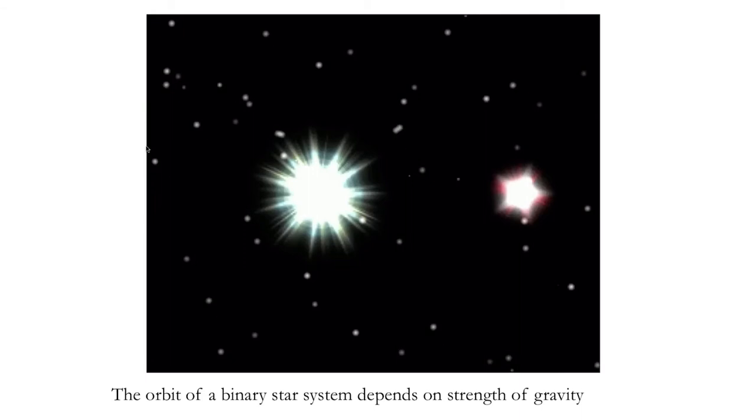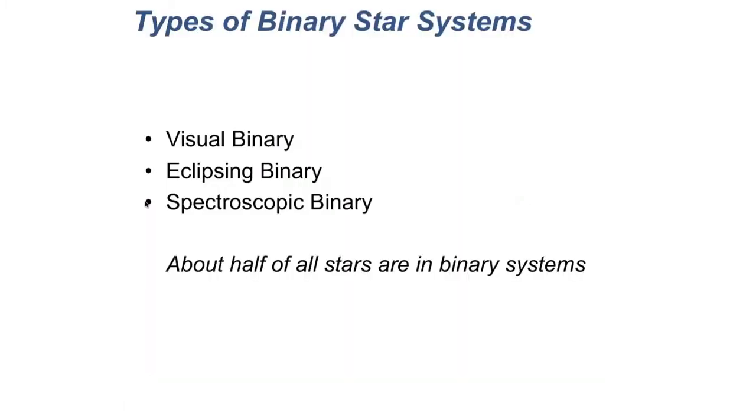And the total mass of the system plays an important role in how fast these two objects will orbit around one another. And so we can use the observed properties of these binary star systems to determine the actual masses of those stars based on the strength of the gravity between them. So there are several kinds of binary systems. Let's talk about them briefly.